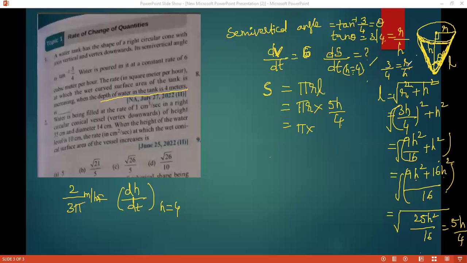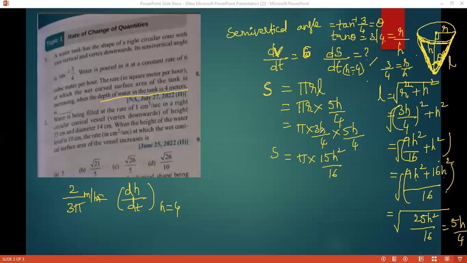So R is equal to, instead of R I am expressing in terms of H. R is equal to 3H by 4. Then 3H by 4 into 5H by 4. So you get pi into 15H square by 16. Yes, correct, 15H square by 16.